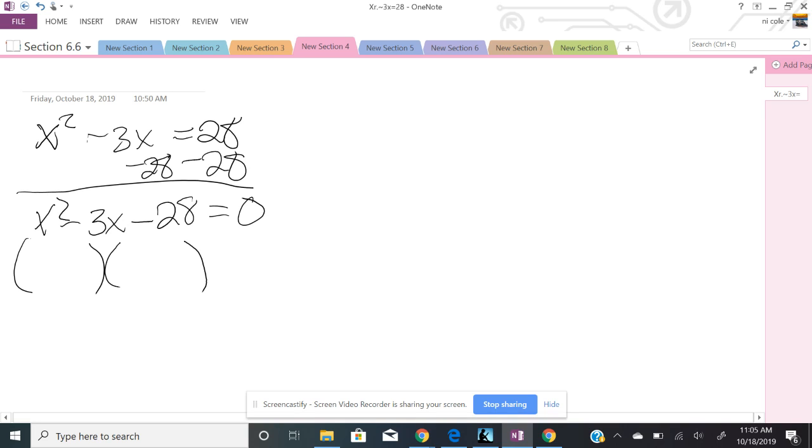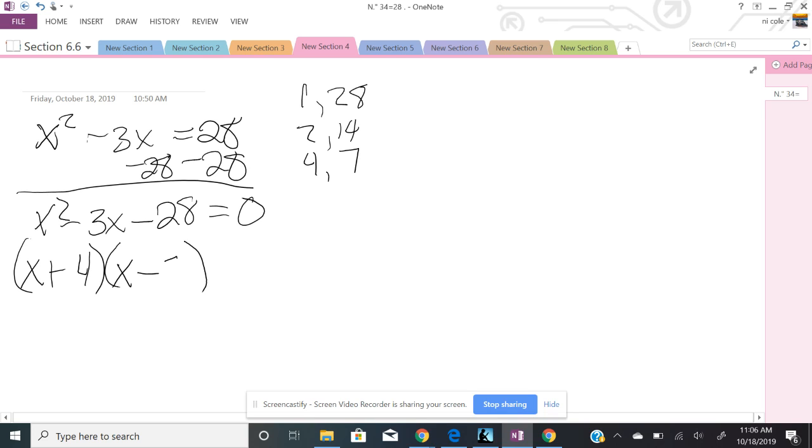Okay, what makes x squared? X and x. How do I make this minus sign? Well, a plus and a minus. How do I make 28? I get 1 and 28, 2 and 14, and 4 and 7.